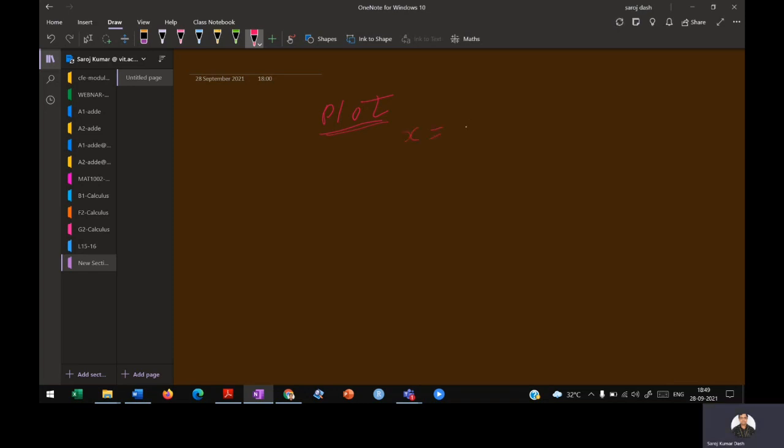We defined first x. We generate x values using linspace, from 0 to 2 pi, with 101 points. We did that, and then we wrote x and y, and then we plotted. Correct. So that's okay.